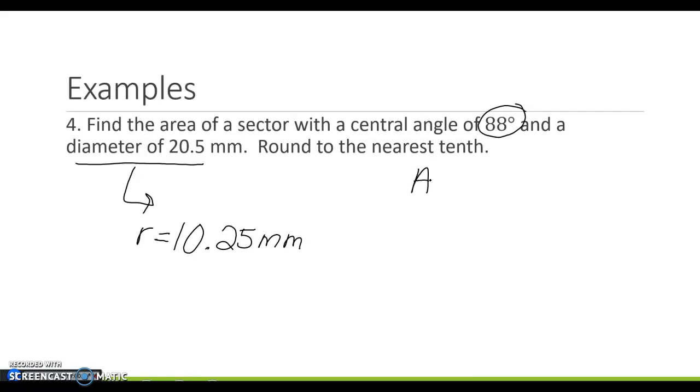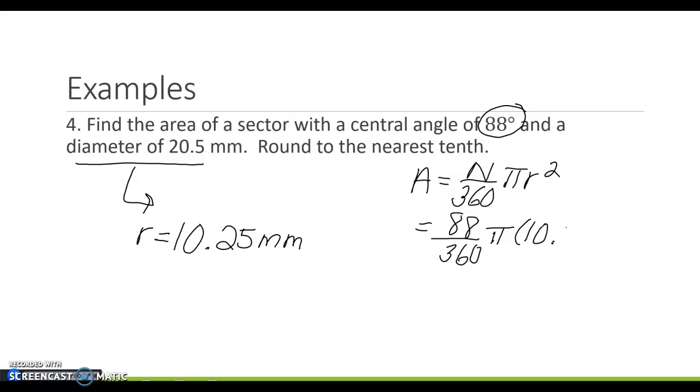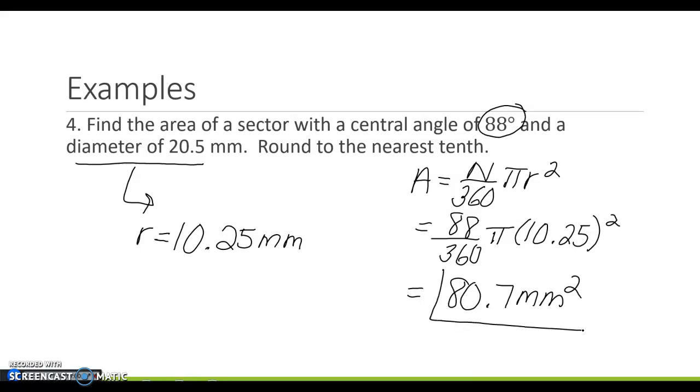Okay, so area of my sector is n divided by 360 pi r squared. So my central angle is 88 divided by 360 pi. The radius we said was going to be 10.25 squared. So 88 divided by 360, just type that all into your calculator. Rounded to the nearest tenth, 80.7 square millimeters for that area of that sector.